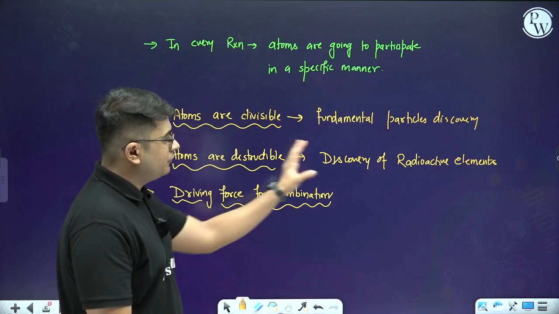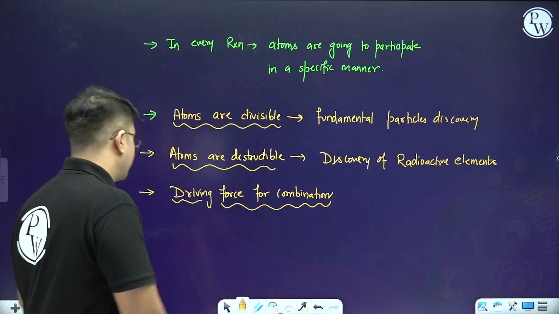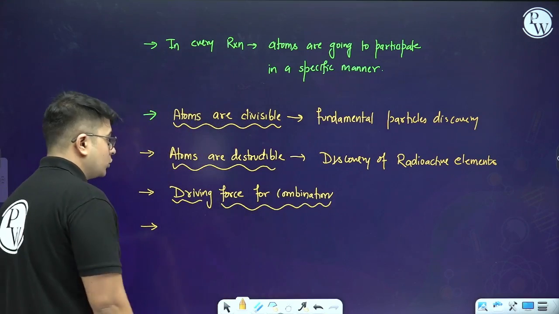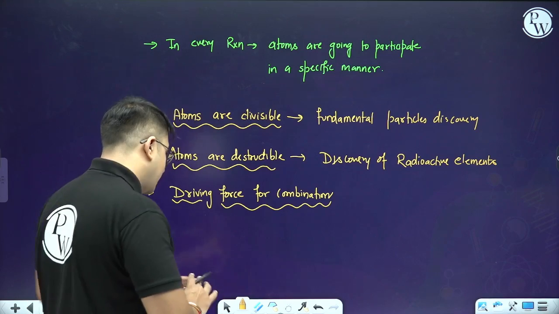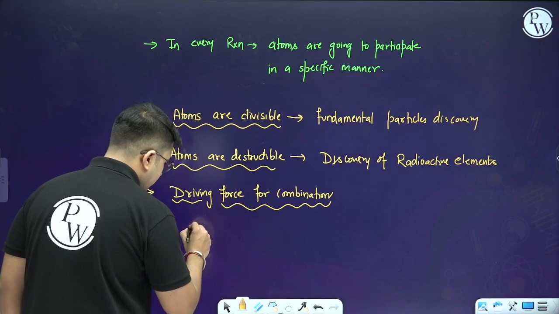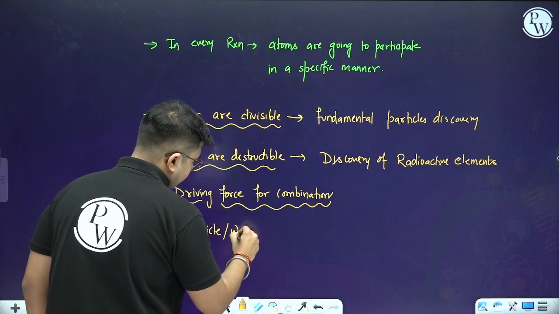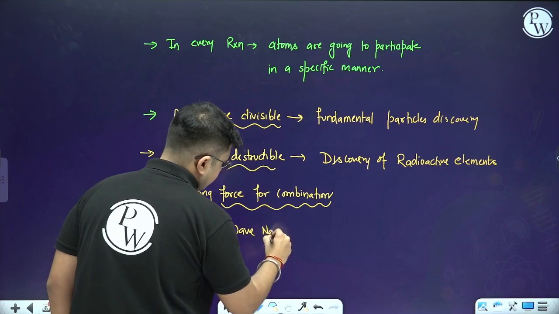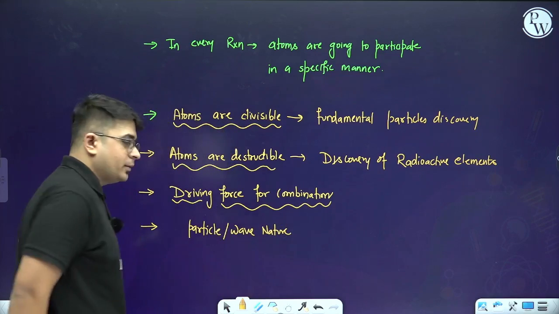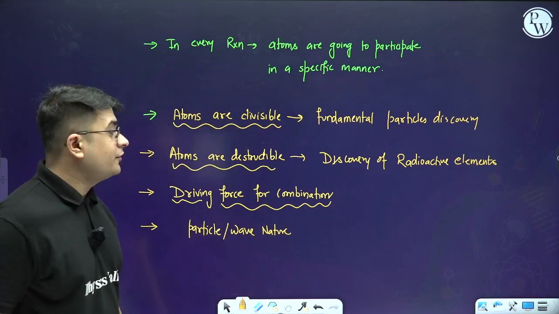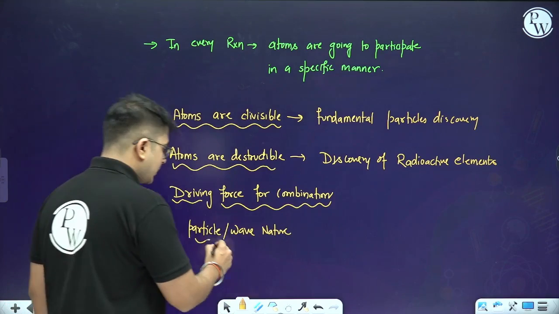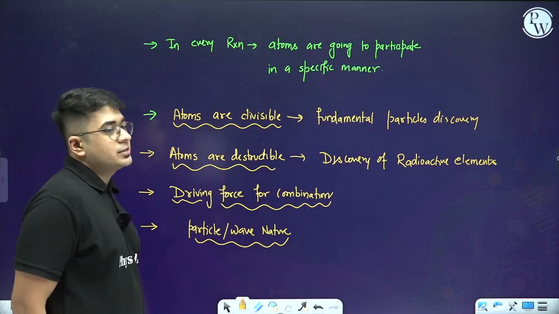There are different portions related to the entire part. Dalton's atomic theory was completely unable to talk about the particle as well as wave nature. Okay, it was unable to find any fundamental particles. So these are certain limitations of Dalton's atomic theory.